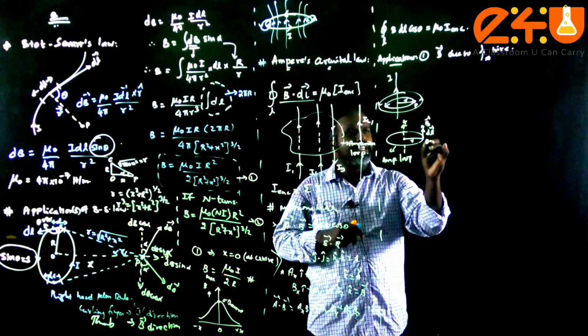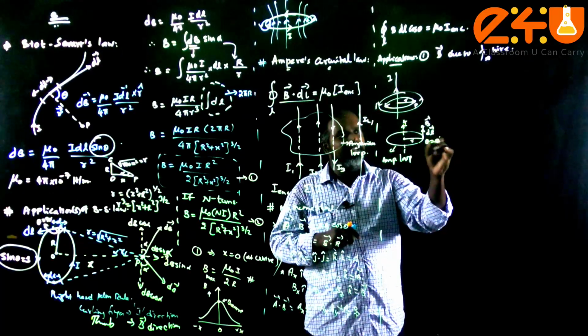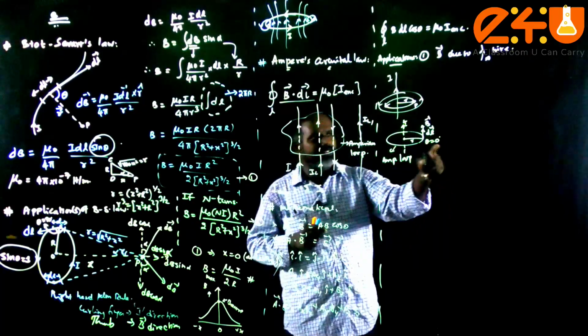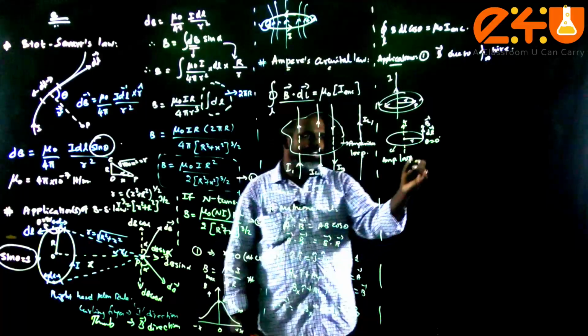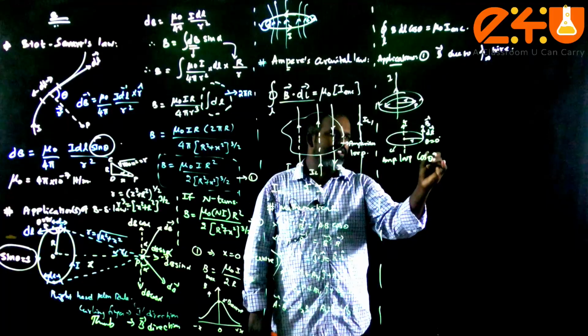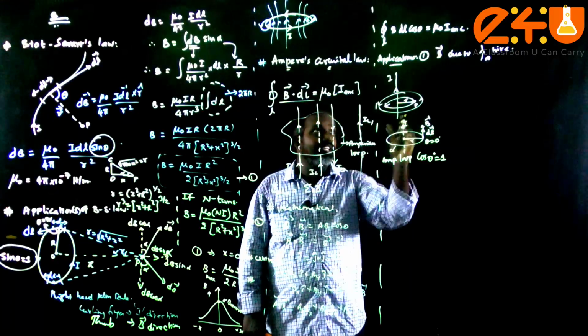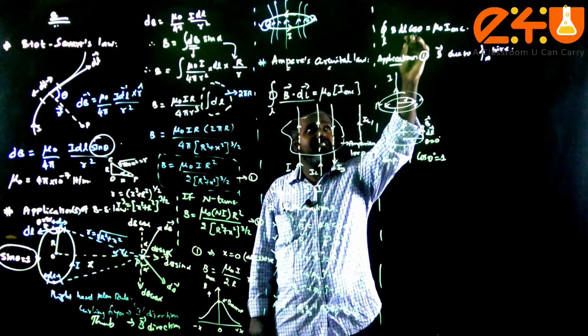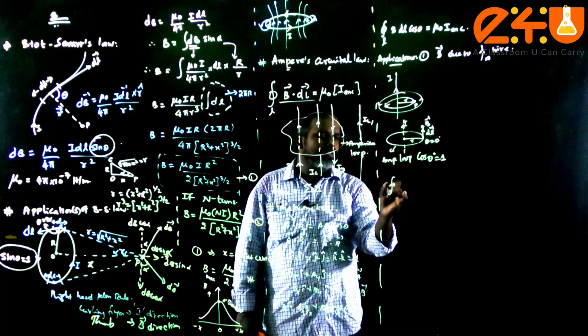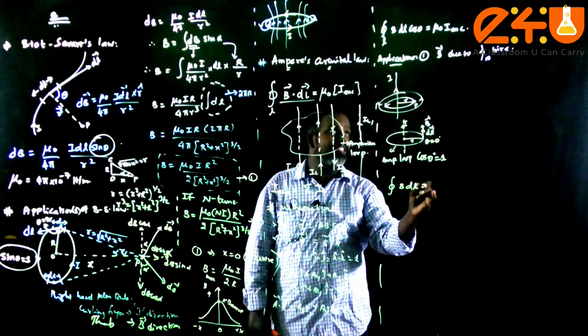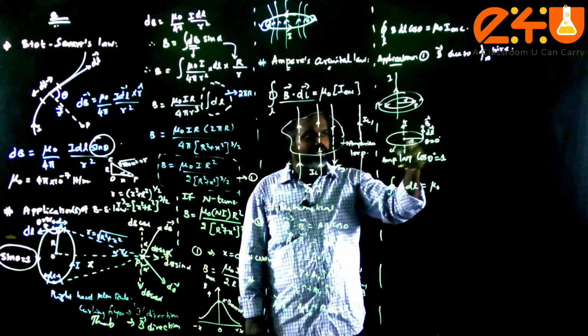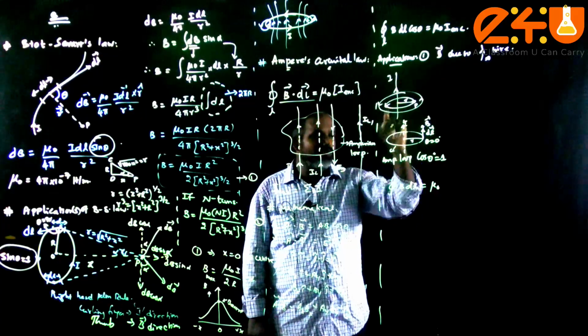Okay. Now in this case, both the B vector and dl vectors are in the same direction, therefore theta equal to 0, therefore cos 0 equal to what, children? Cos 0 degree equal to 1. Therefore I can write the line integral of B dl cos theta, as cos theta is 1, therefore closed integral B dl is equal to mu naught times the total current enclosed by this Amperian loop, which will be I.